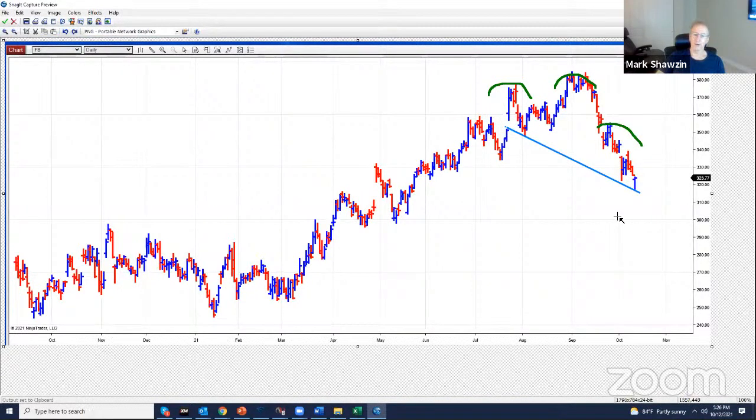Where does it go from here? Hard to tell. I don't fight these key reversals now. I wouldn't really want to short into that. But, if tomorrow we look like this, then I'll be ready to go again.